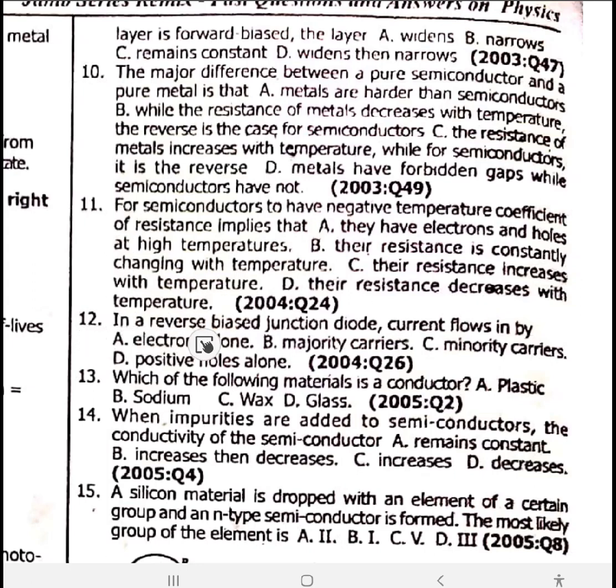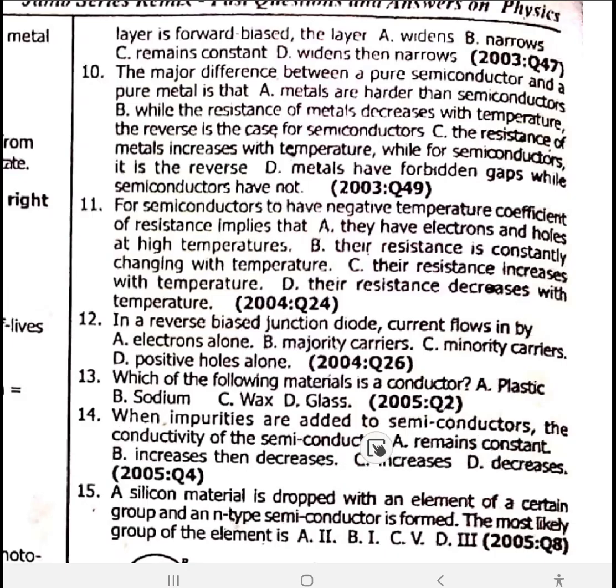Option D. 12, in a reverse bias junction diode, current flows in few holes and electrons, majority carriers. So in a reverse bias, you get majority carriers. In a forward bias, you get minority carriers. 13, which of the following materials is a conductor? Sodium is a conductor. Option B, because it's a pure metal.